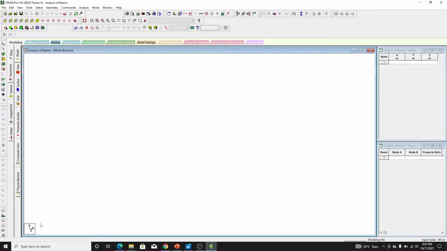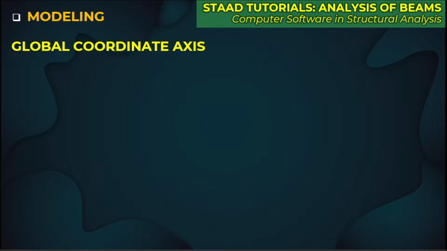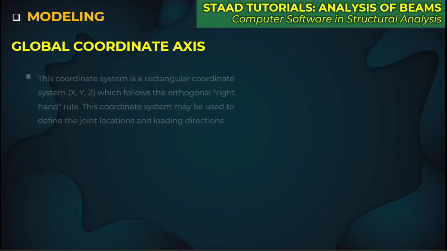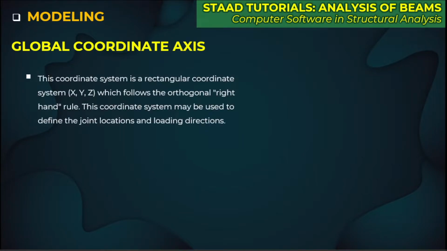Okay, so ano ba yung ibig sabihin ng global coordinate system or global coordinate axis? Explain muna natin siya, para mas maintindihan natin guys yung pagmo-model, kasi mahalagang concept ito ng STAAD. So ano ba yung ibig sabihin guys ng global coordinate axis? The global coordinate system is a rectangular coordinate system which follows the orthogonal right-hand rule. This coordinate system may be used to define the joint locations and loading directions.